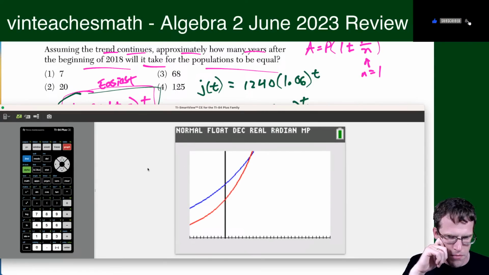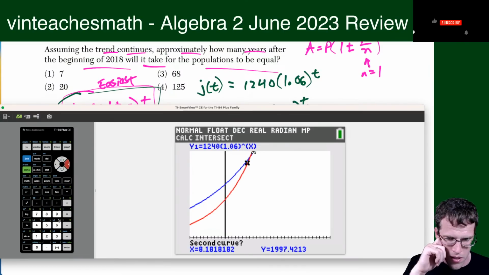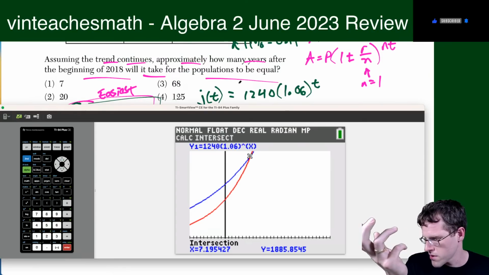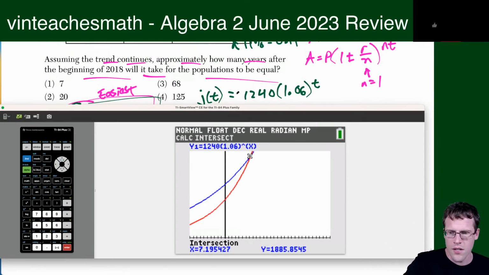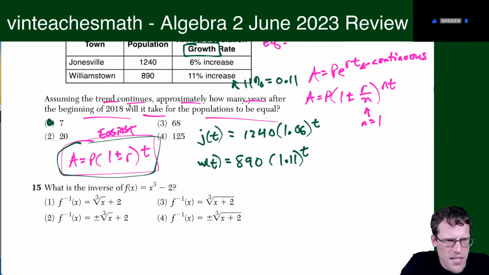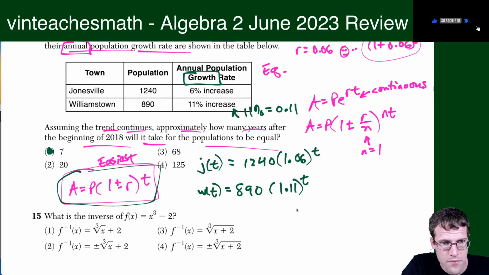All right, you see how they intersect here? Press second trace, number 5. Here we go. Enter once, go near, hit enter a second time, third time. 7.19. So 7 years seems to be the one. So 7 is best. I don't like that. I wish it would have been more precise. That's why I was checking to see if I made a typo. Usually they get it way closer. Whatever. Yeah, 1.11, 1.06.